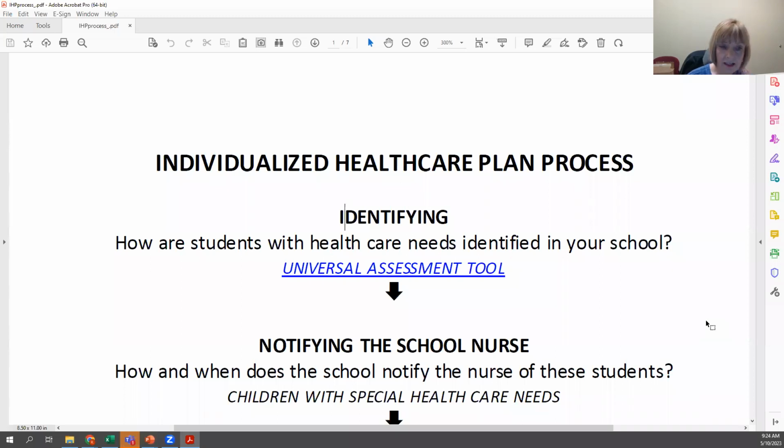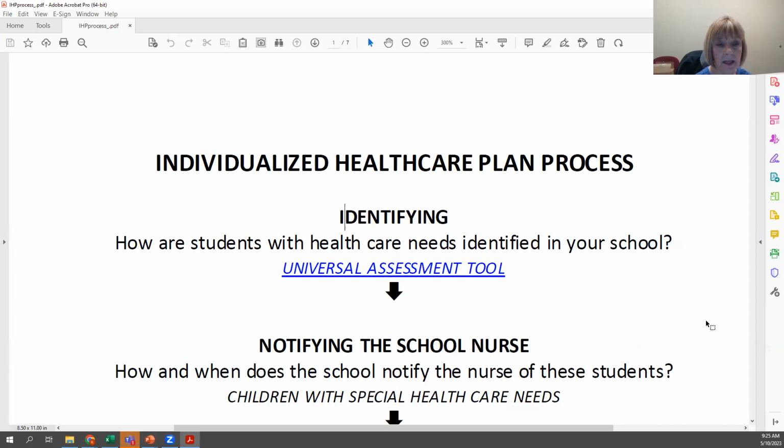So, the first thing is identifying in your school who the students are that need a health plan. And I would start small. If I were doing this for the first time, I would look at my diabetics. I would look at my fragile medical kids that we're taking care of. I would look at probably some asthmatic kids. Not all asthmatic kids need an IHP. An action plan is enough for them.